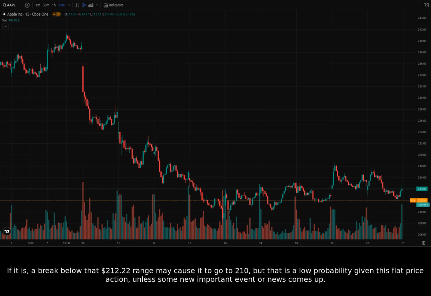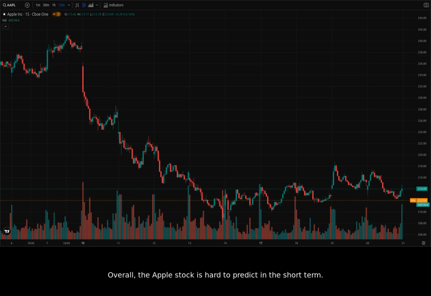If it is, a break below that $212.22 range may cause it to go to $210, but that is a low probability given this flat price action, unless some new important event or news comes up. Overall, the Apple stock is hard to predict in the short term.